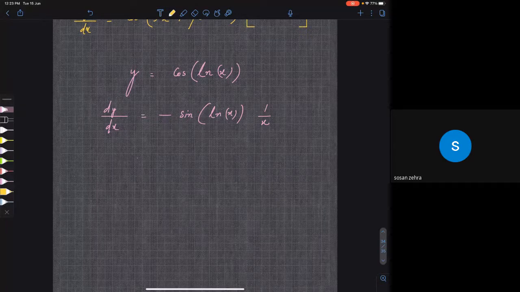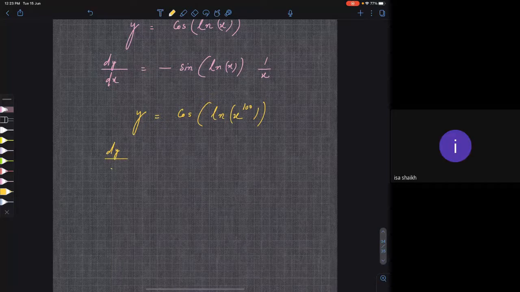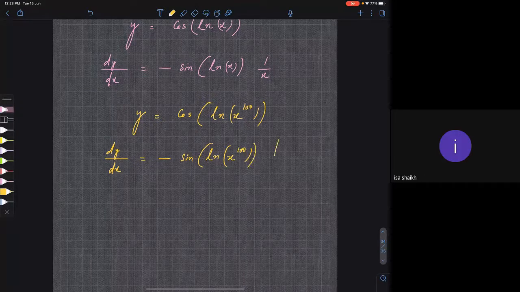within a function. For example, see y equals cos of log of x power 100. So if this is the function you have, then dy by dx equals minus sine of whatever it is you write, 1 by x power 100, into, again, in place of x we still don't have x, right? We have something else, right? You're getting my point?